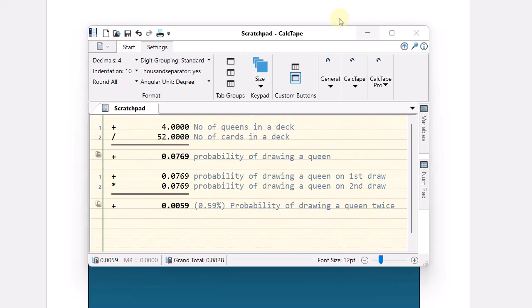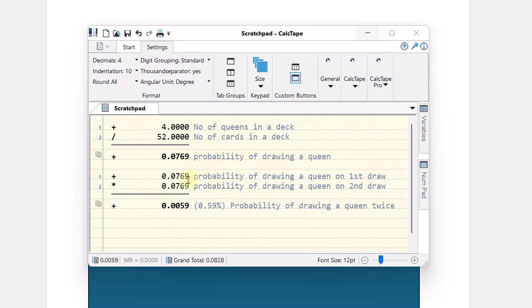Okay, now here's an image where you can follow the math. So you take 4, the number of queens in a deck, divided by 52, the number of cards in a deck. That gets you a probability of 7.69%. When we write that as a number, we write it as 0.0769. I just chose to carry it 4 decimal places. Okay, and then that's the probability of drawing a queen.